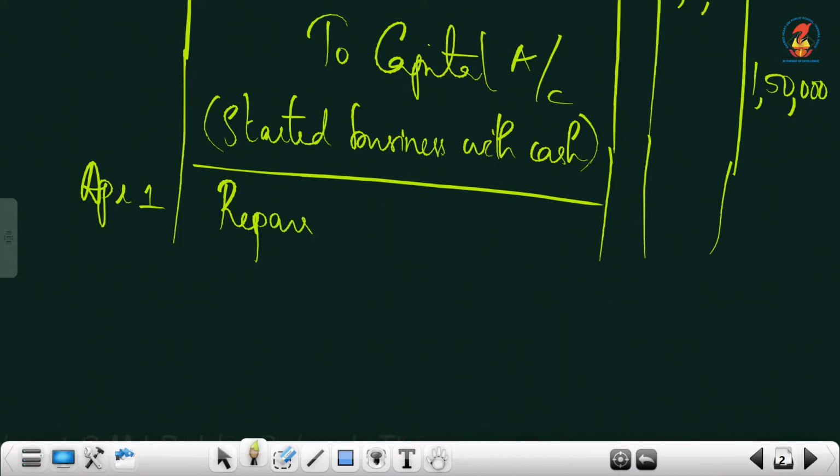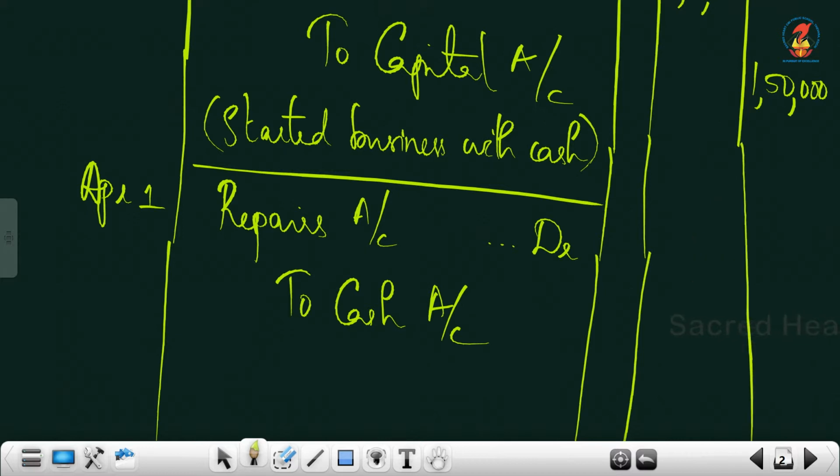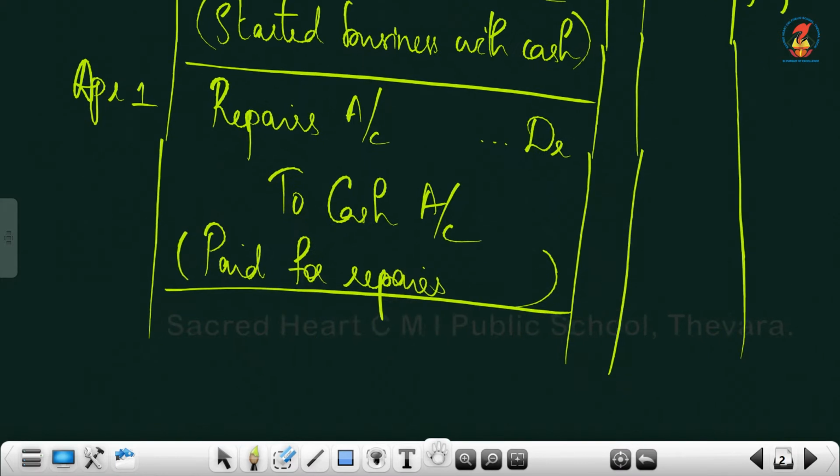Repairs account debit. You can't write premises account debit. If you want, you can write repairs of premises account debit to cash, or simply repairs account debit to cash account. What moves out should be credited. Here it is the cash moving out, so that should be credited. Write the narration, paid for repairs. Amount is 70,000.